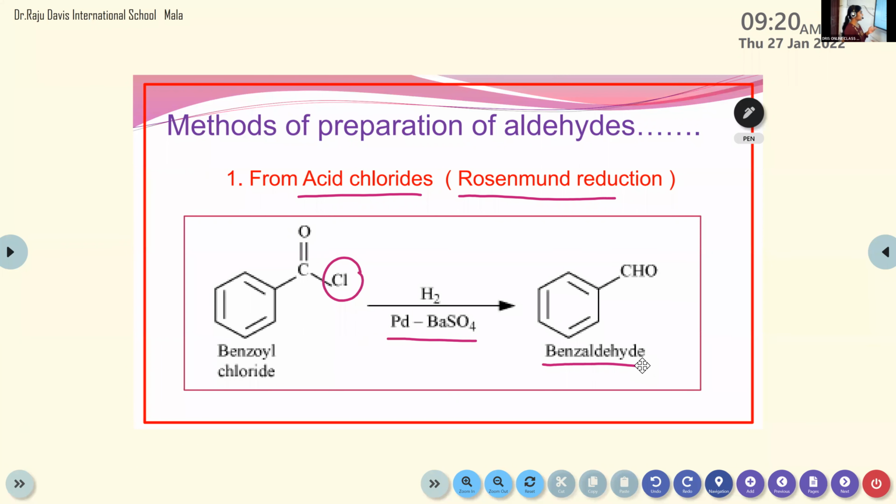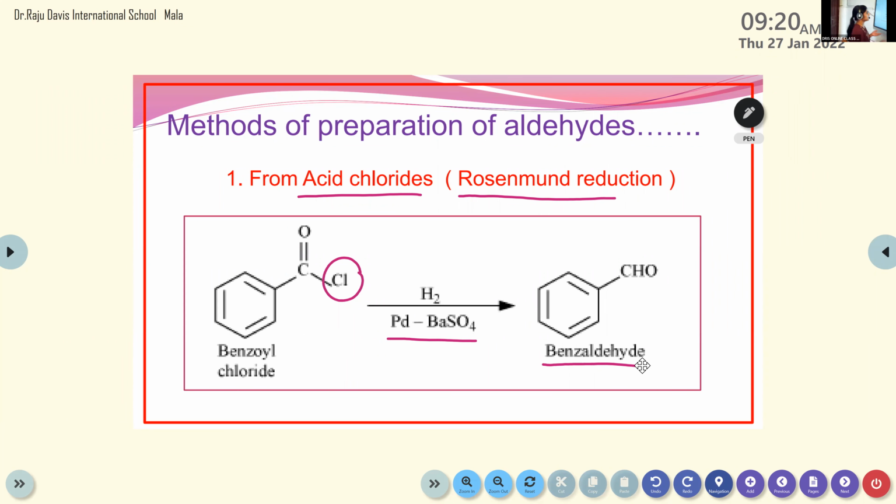So benzoyl chloride, a type of acid chloride, on hydrogenation in the presence of a catalyst, otherwise known as catalytic hydrogenation, with palladium and barium sulfate considered as the catalyst. Palladium on barium sulfate means the surface will be provided by barium sulfate and palladium will be there on the surface. This complex is the catalyst, and benzaldehyde will be formed.